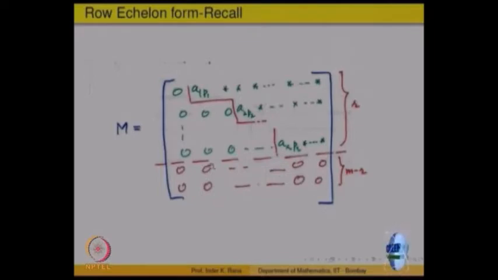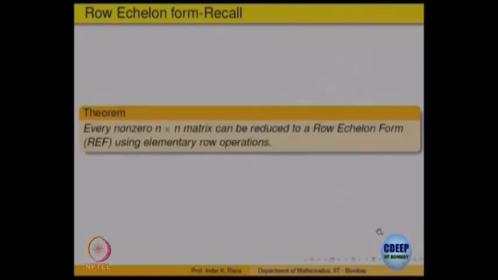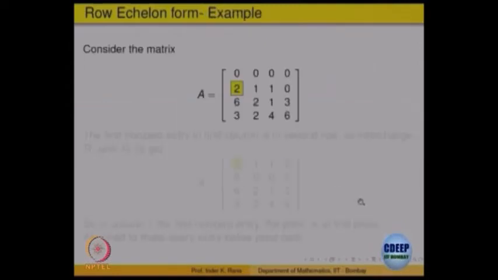A matrix in the row echelon form will look like this: there may be some 0 in some columns. The first non-zero entry in the first row comes at a1p1, and the next comes for the second row at a2p2, where p2 is strictly bigger than p1, that means it is on the right side, and so on, and the bottom m minus r rows are 0. Right. So, we stated a theorem that every non-zero m cross n matrix can be reduced to a row echelon form.